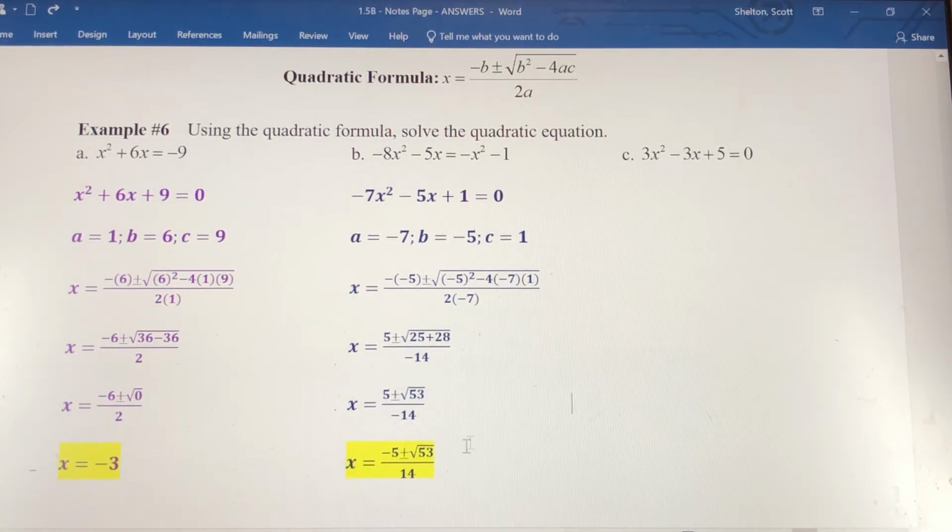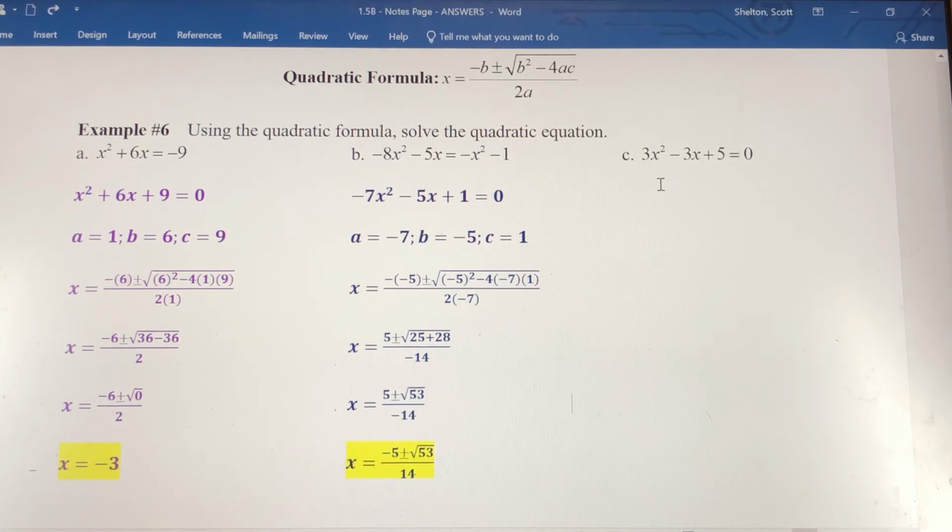So my 2 answers are -5 plus radical 53 over 14, okay? You can use a calculator to figure out exactly what that is, okay? And you can get negative 5 minus radical 53 over 14, okay? So there are two solutions in here. They are real and they are irrational, okay?